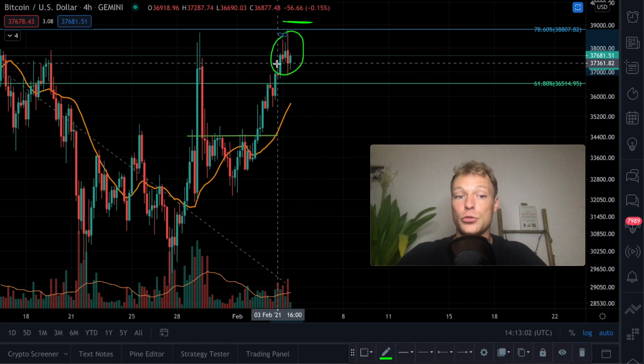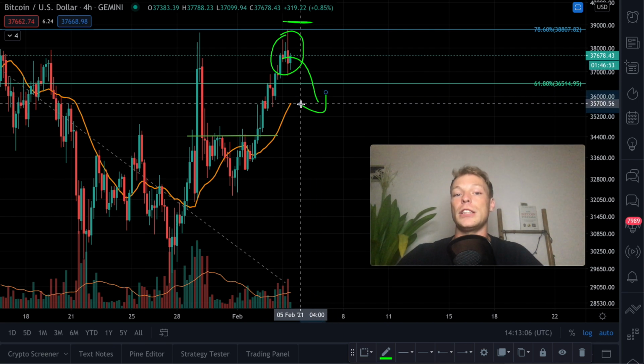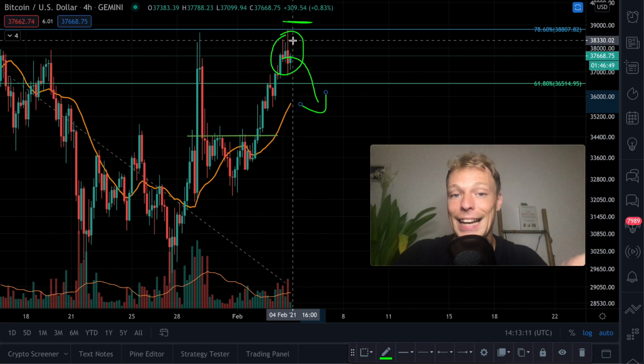However, guys, if Bitcoin is going to show weakness right here in the near future, then of course I'm going to leave this trade open, because if we were to see a topping formation and Bitcoin is going to see lower levels, then of course we have a perfect entry right here exactly at the top at the 78.60%.